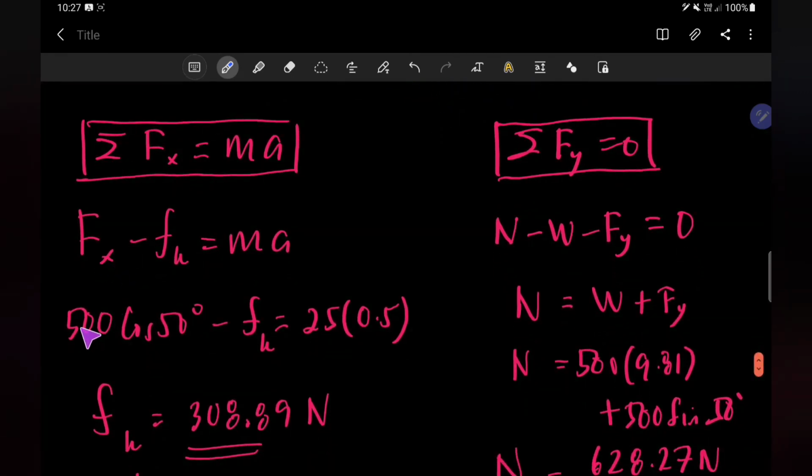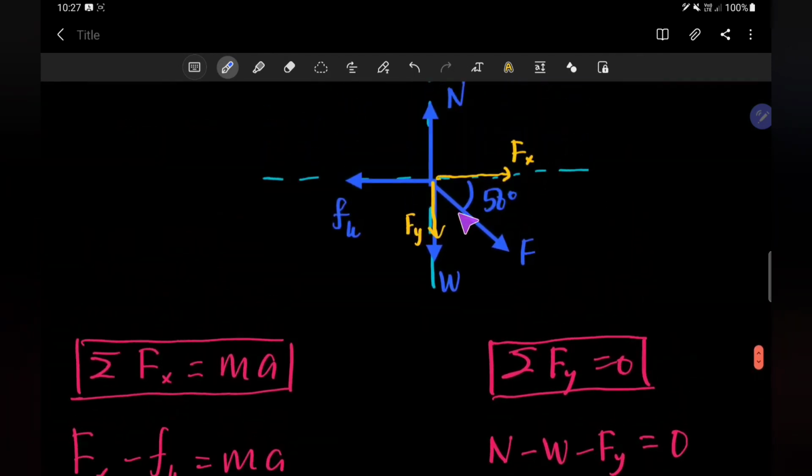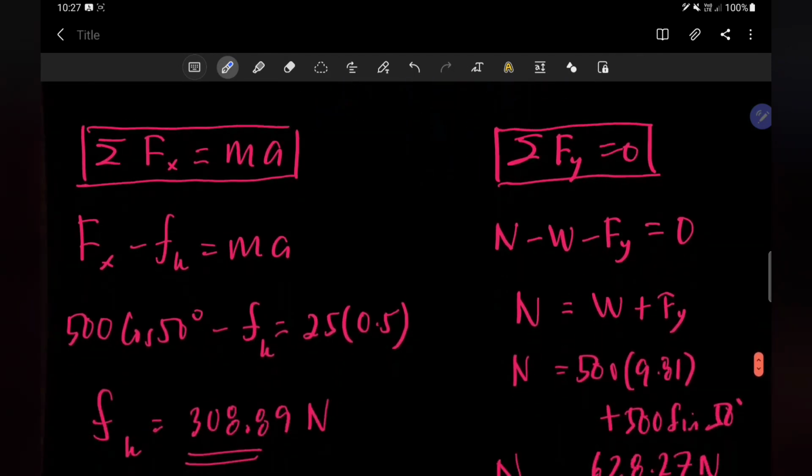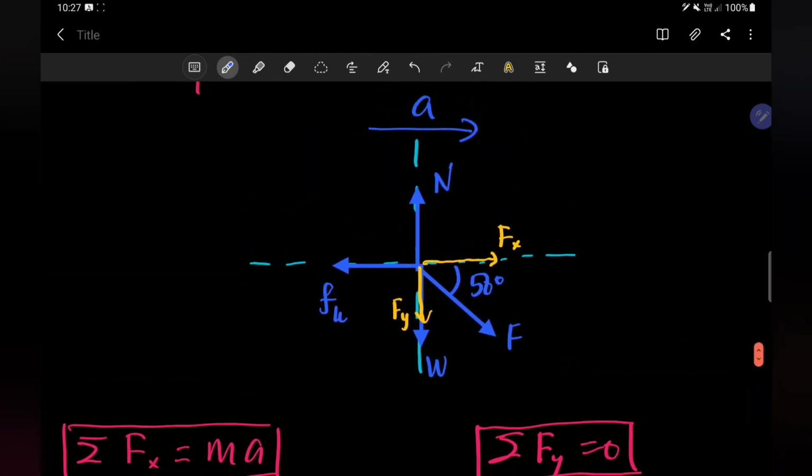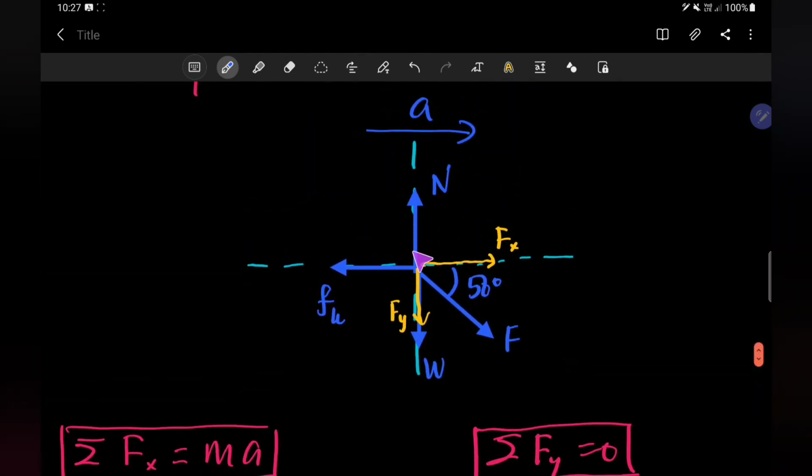Alright, so Fx is F cos theta, isn't it? Because touched by the angle, Fx is F cos theta, so F given is 500 cos 50 minus friction equals mass given, which is 25, times acceleration calculated before, which is 0.5, so that you will get the friction, which is 308.89 Newton.